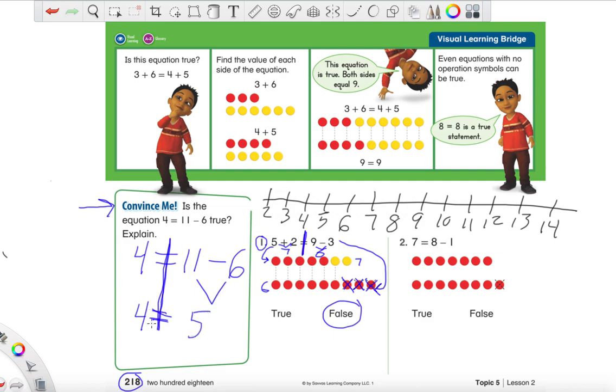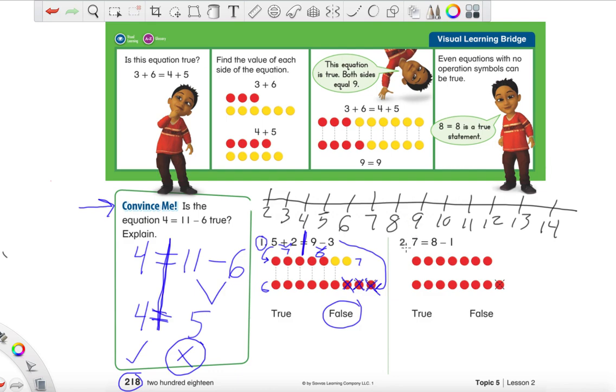Are these two the same? What do you think? Check mark for yes or an X for no? Which one do you think it is? Is 4 the same as 5? Absolutely not. So this would be a false equation. They do not have the same number of dots on each side, right? Because over here we would have 4 dots, over here we would have 5 dots. And if it was a scale, it would be tipping over towards the heavy side.